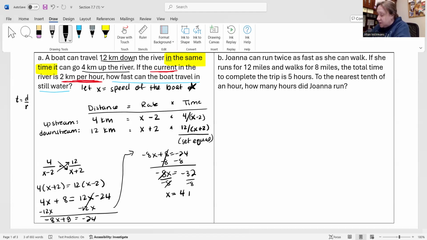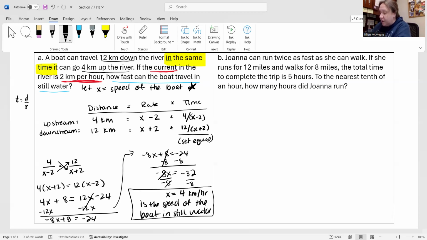So x kilometers per hour is the speed of the boat in still water. So without the current acting on the boat, it could go 4 miles per hour. And there you have it. So that is a uniform motion problem. They are generally not students' favorite. They are a little bit more complicated. There's a lot going on. I beg you to use this table. The table is going to be a lifesaver with these problems.